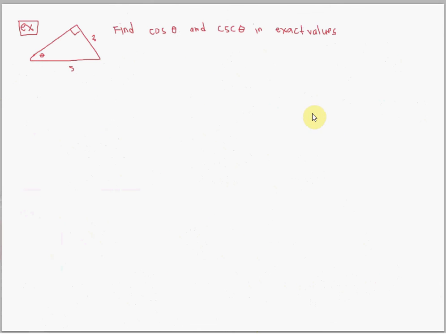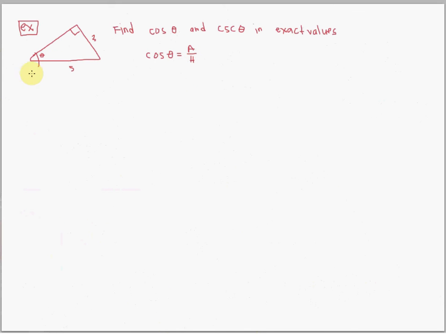So these next problems are going to use the same idea. We need to find the cosine and the cosecant in exact values. Now we're not finding what theta is. We are just finding what cosine of theta is. So it's not the angle that we're finding, it's the whole trig value. Okay, so for instance here, the cosine of theta means that we want to find what is adjacent over hypotenuse. Now, if we were asking for theta, we would need to find the inverse cosine of adjacent over hypotenuse, but we're just finding this ratio.